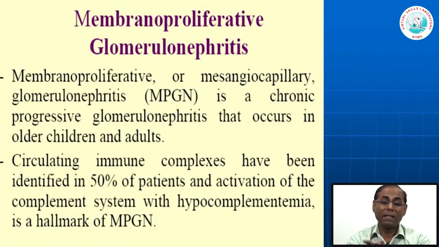So, after IgA nephropathy, we enter into another proliferative glomerulonephritis, which is the membranoproliferative glomerulonephritis. Now, membranoproliferative glomerulonephritis, or mesangiocapillary glomerulonephritis, is a chronic progressive glomerulonephritis that occurs in older children and adults. Circulating immune complexes have been identified in 50% of these patients, and activation of the complement system with hypocomplementemia is the hallmark of membranoproliferative glomerulonephritis.